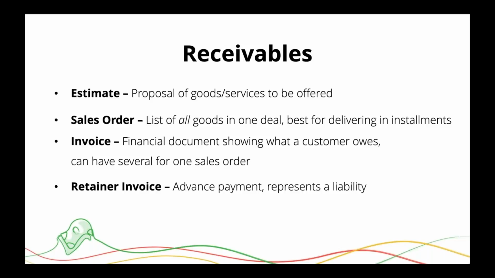Then we have sales orders. So a sales order is a list of all of the goods in one deal. And sales orders are really best for when you need to deliver things in installments. So if somebody orders a whole bunch of things, you may not be able to ship all of that to them at once. And so that's when you can use a sales order as kind of like your master record of all of the things that you're supposed to give to that customer, and then have multiple invoices attached to that sales order or associated with it. And you could just have one invoice for each shipment that you're giving them.